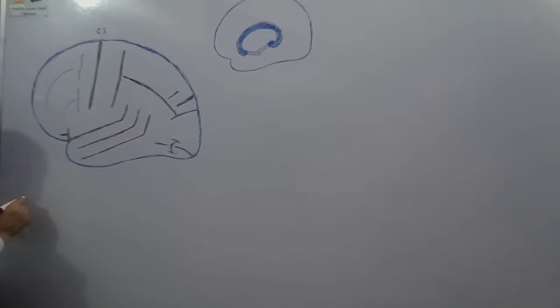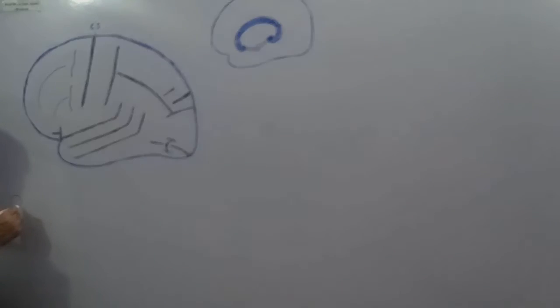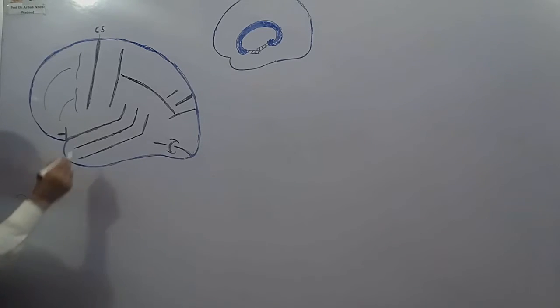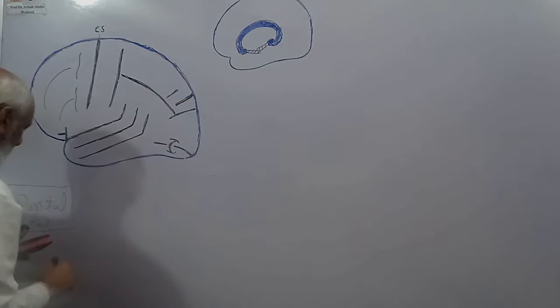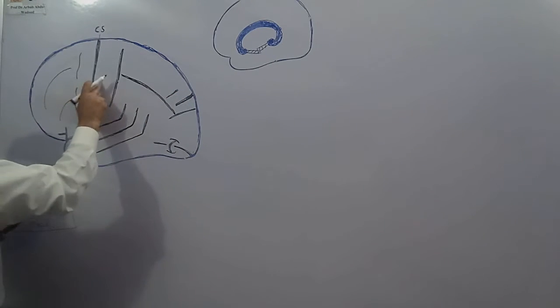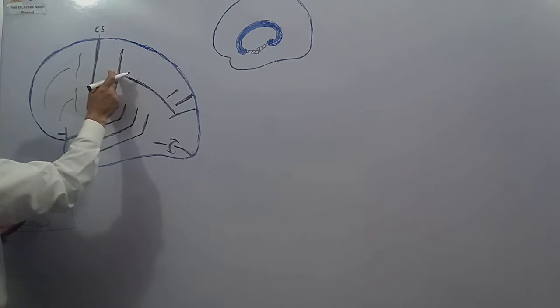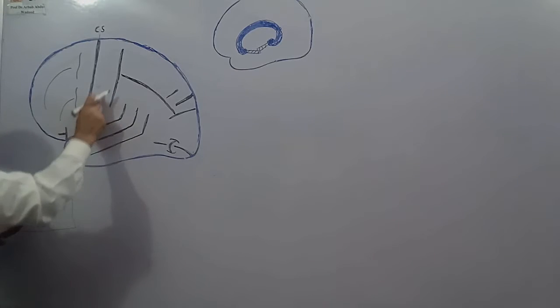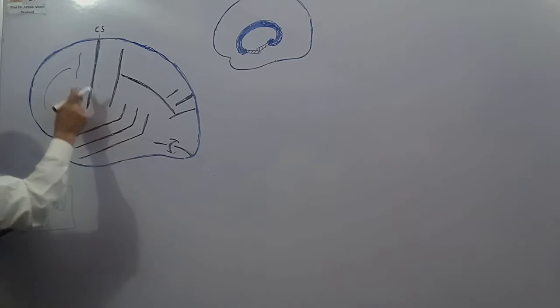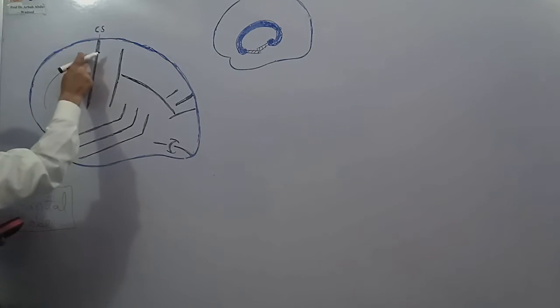Now, the superolateral surface of parietal lobe. What are the Brodmann cortical areas on the superolateral surface of the parietal lobe? Now you know between central sulcus and post-central sulcus, this is post-central gyrus on the superolateral surface. And in front of the central sulcus is precentral gyrus.